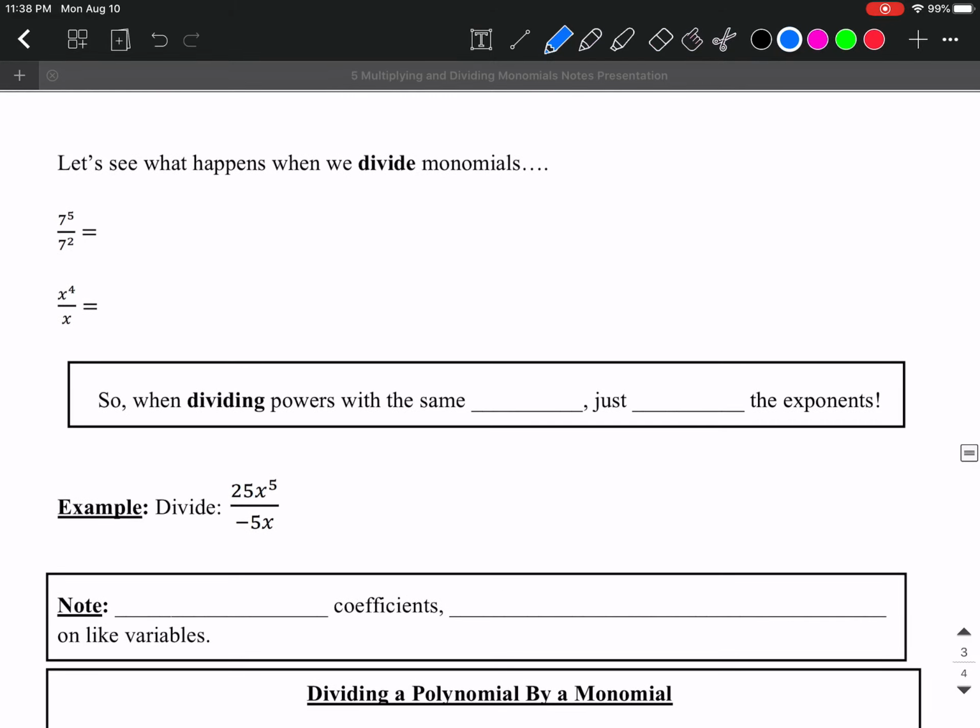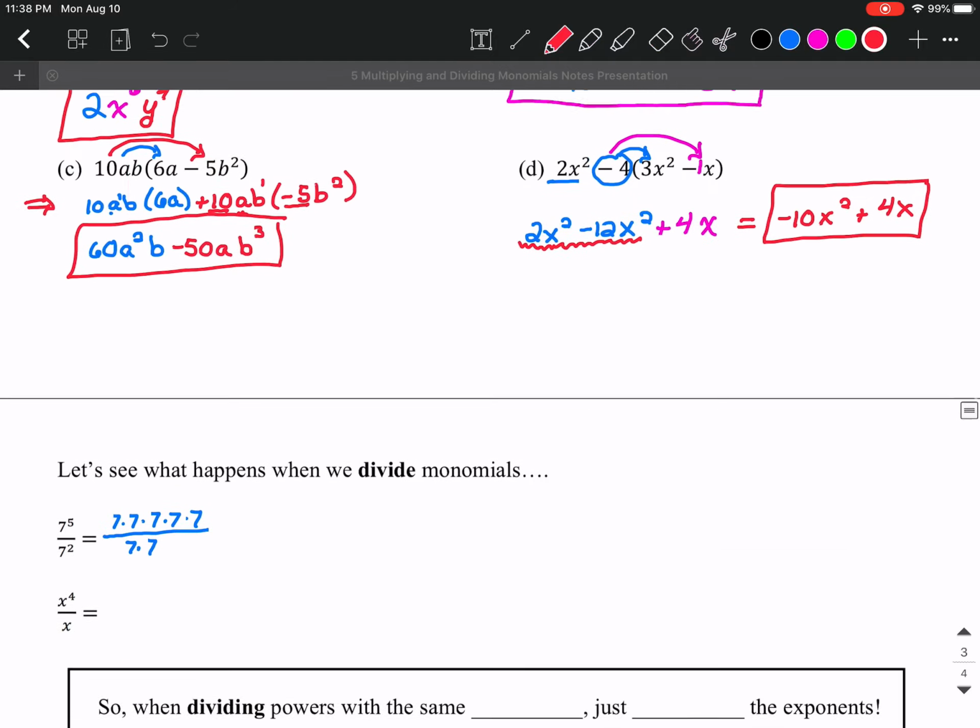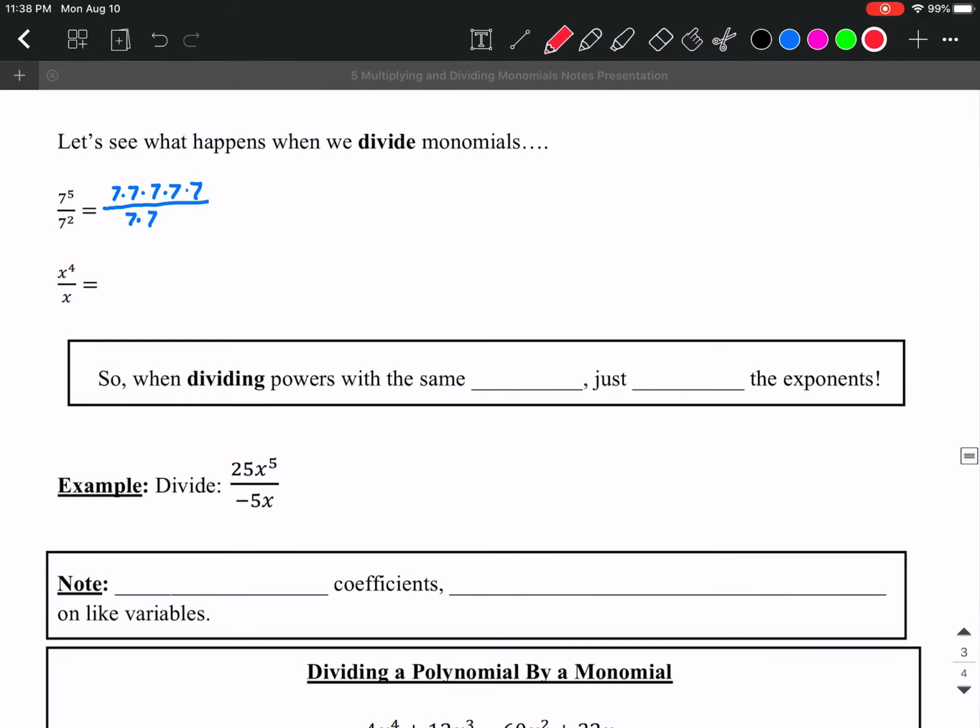Let's look at 7 to the 5th divided by 7 squared. So 7 to the 5th, remember, is 7 times itself 5 times, that's 5 sevens. Divided by 7 squared is 7 times itself 2 times. Now in division, whoa, look at that. In division, these 7s will cancel out and those 7s will cancel out. And what are we left with? How many 7s are left up there? 1, 2, 3. So that's 7 to the 3rd.